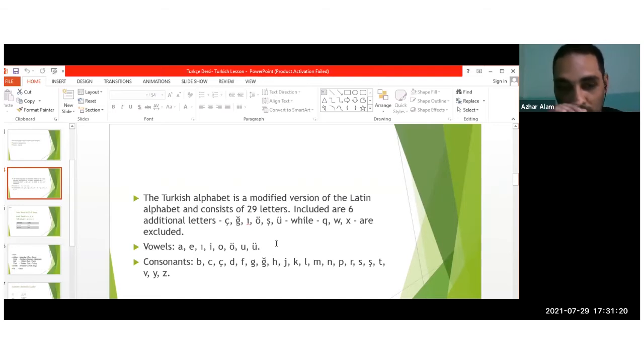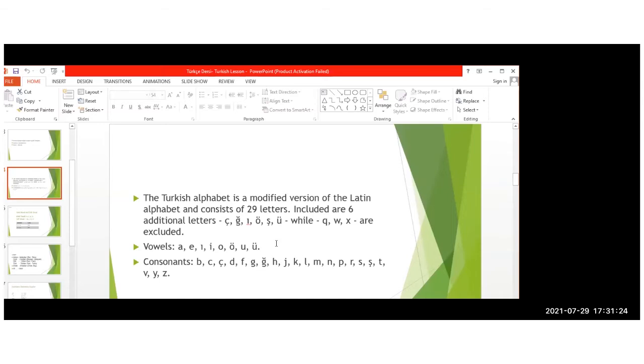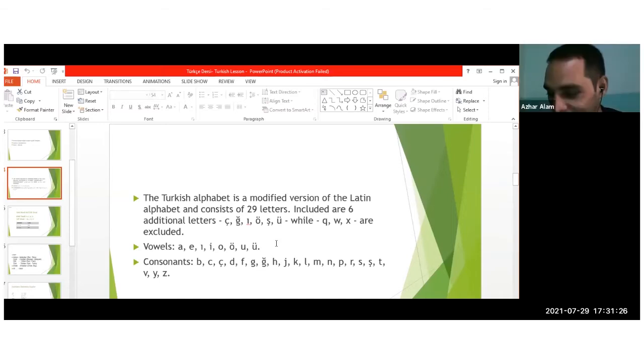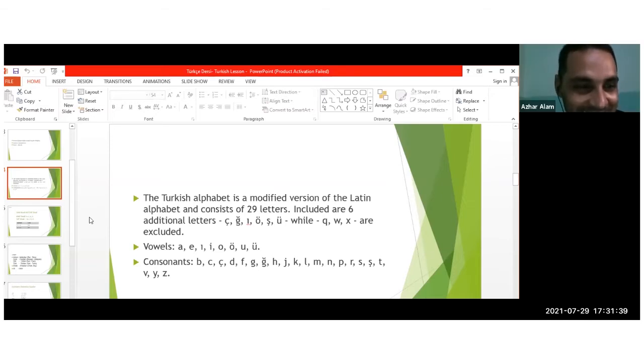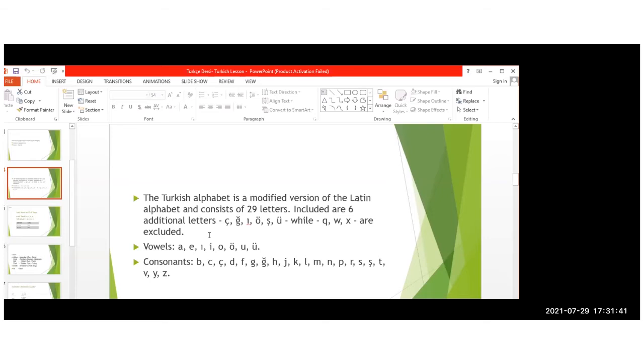Actually, I am also a Google employee, and I just finished my duty at 4:30. I'm working for Google Turkish, and I am also teaching Turkish because teaching is something I like very much.